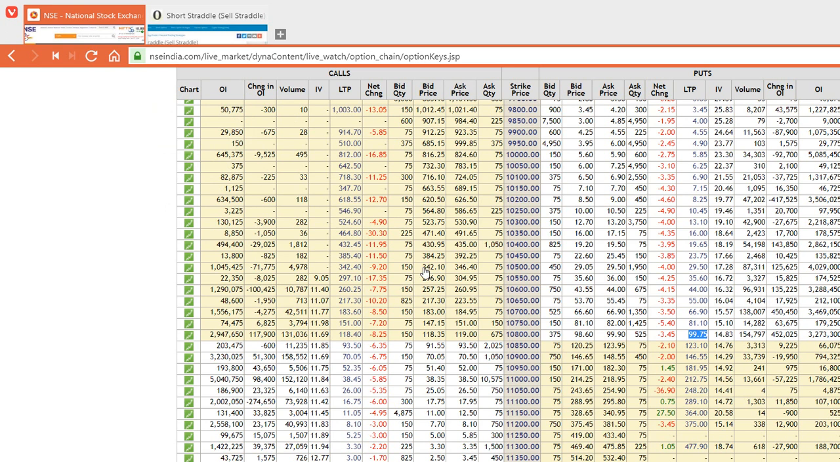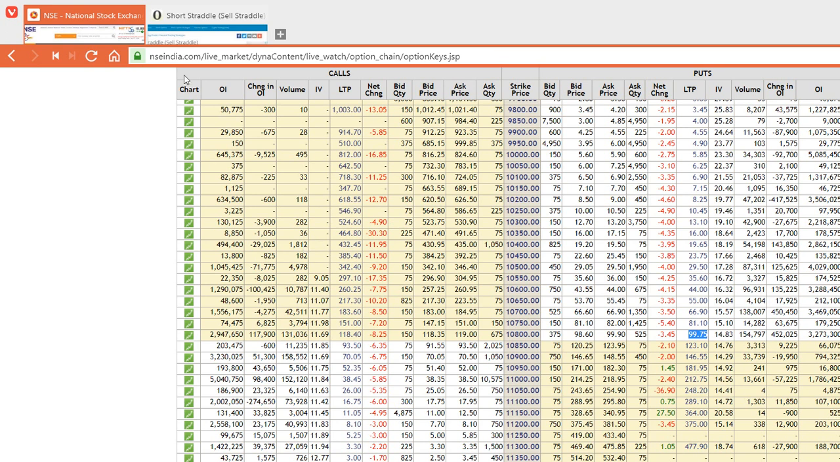Short strangle, there is another strategy called short strangle or sell strangle, which is used when you actually sell a call and put of different strike prices. That is why it is known as strangle, which I will talk about in another video.